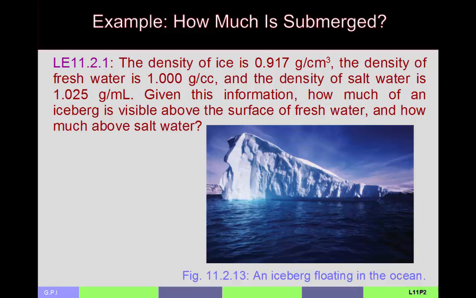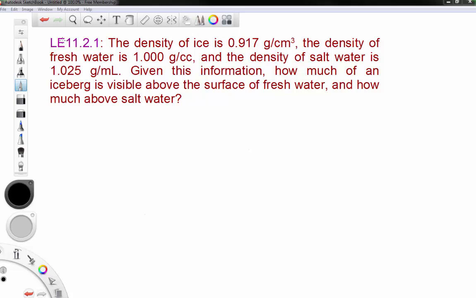Let's look at a quick example of Archimedes' principle and of the use of buoyant force and fluid displaced by determining what percentage of an iceberg is visible when the iceberg is floating in both fresh water and in salt water. All right, so what's the principle that we're going to use here? Well, what we need is for the weight of the iceberg to be equal to the weight of the displaced fluid, because that means that the buoyant force acting upward on the iceberg should be equal to the iceberg's actual weight.